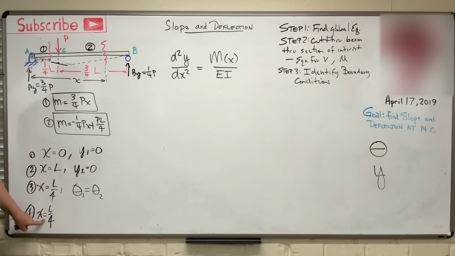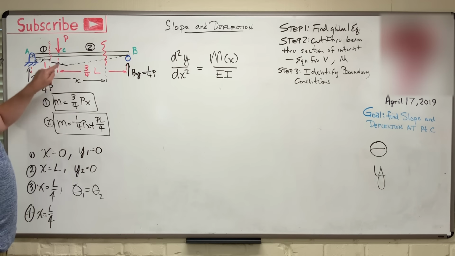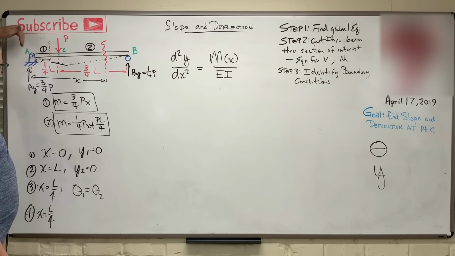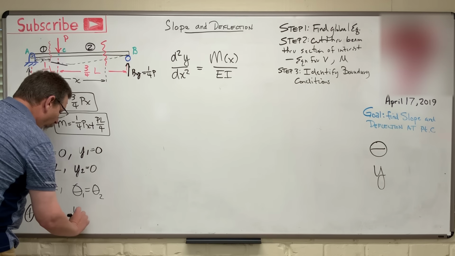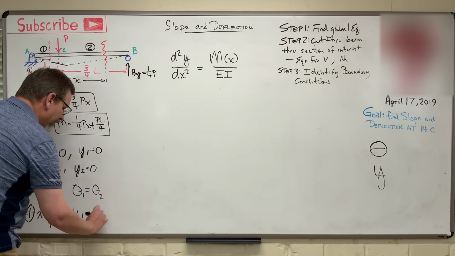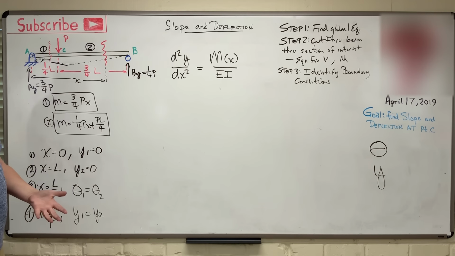When at L over 4, what is the displacement? What is y right here? Do you agree that in this section, one molecule this way, it's y1, one molecule that way, it's y2. And right at that point, y1 is equal to y2. The displacement is the same whether you're in that segment or that segment. In other words, the function is continuous right there.